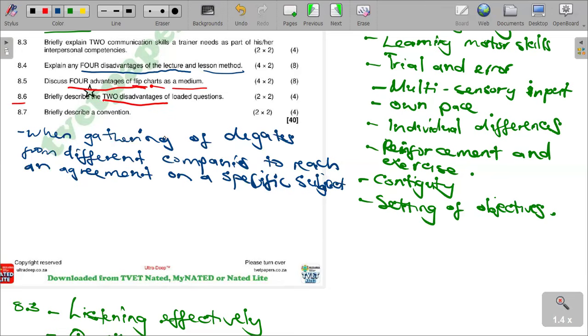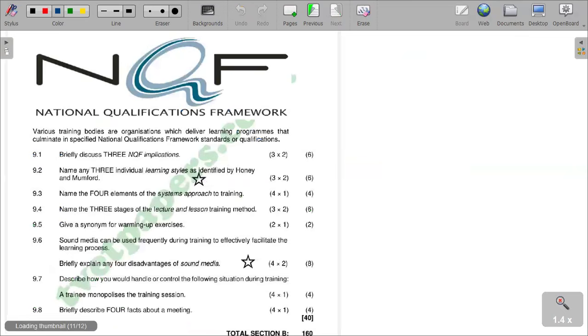That's what we call a convention, right? When delegates from different companies meet to reach an agreement. Okay, let's move on to the last question.